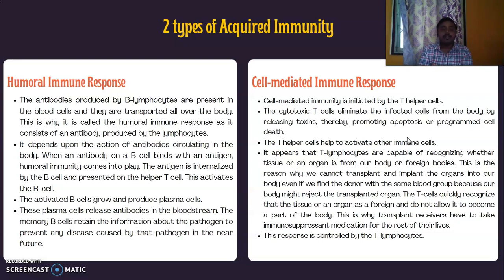When an antibody on a B cell binds with an antigen, humoral immunity comes into play. The antigen is internalized by the B cell and presented on the helper T cell. This activates the B cell, as I already mentioned. This activated B cell will first grow and produce a second type of cell called the plasma cell. These plasma cells then release the antibodies in the bloodstream. Sometimes the memory B cells retain the information about the pathogen to prevent any disease caused by that particular pathogen in the near future. This is how the acquired immunity gets the immunological memory character.